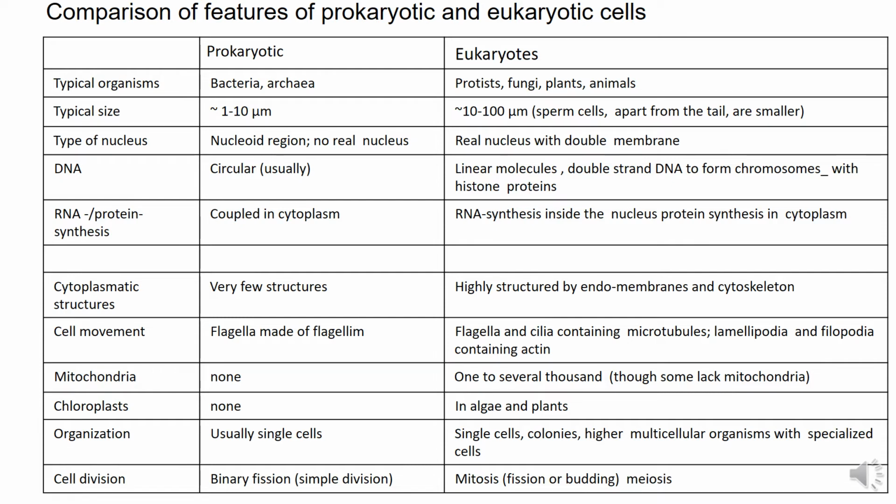لأن الإيوكاريوتيك cells، قلنا البلانت تكون جزء من الإيوكاريوتيك. Cell organization: usually single cells and single cell colonies in prokaryotes; higher multicellular organisms with specialized cells in eukaryotes. Cell division: binary fission, simple division, in prokaryotic cells; in eukaryotic cells mitosis and meiosis, fission and budding.